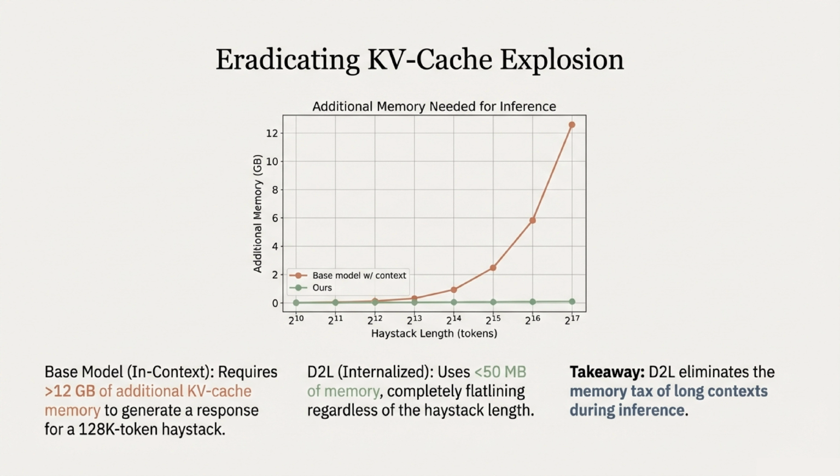And it does all of this while completely eradicating the KV cache explosion. Look at this graph of additional memory needed for inference. The base model using standard prompting rockets up to over 12 gigabytes of additional memory just to generate a response for a 128K token haystack. The D2L internalized model? It completely flatlines at less than 50 megabytes of memory, completely ignoring the length of the haystack. The takeaway here is huge: D2L entirely eliminates the memory tax of long contexts during inference.